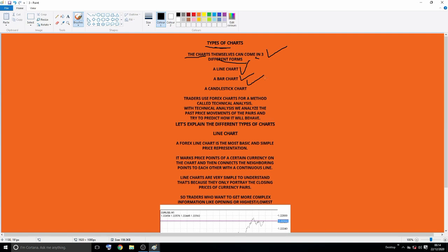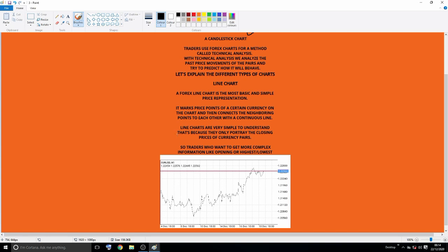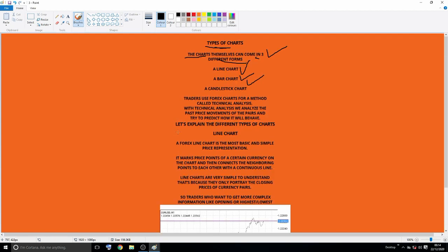So the chart can come in three different forms. Let's continue and explain what I mean when I say the chart can come in three different forms.